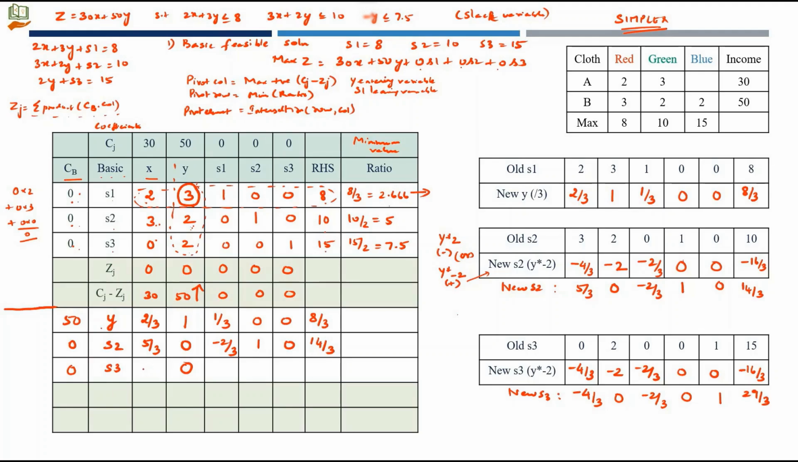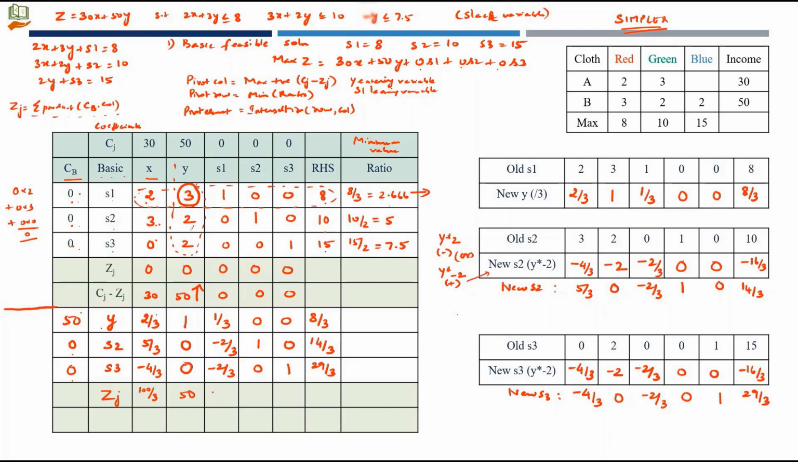So let me copy the new S3. Minus 4 by 3. 0. Minus 2 by 3. 0. 1. 29 by 3. Now we have to calculate Zj again. What is 50 into 2 by 3? It is 100 by 3. 50 into 1 will give 50. Since there is 0, I am not considering the other rows, I am taking only 50.